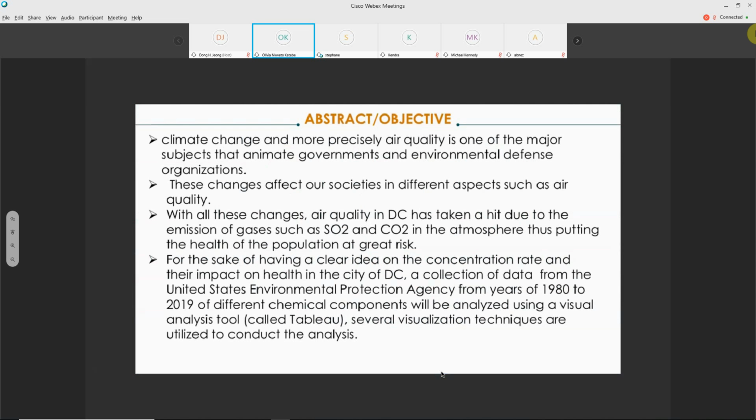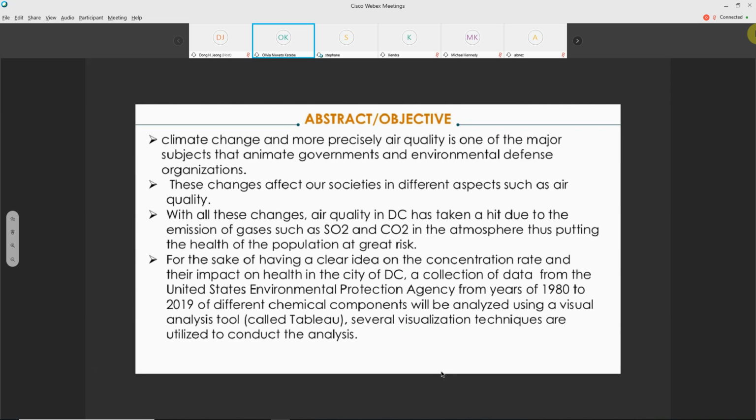So our abstracted objective is climate change, and more precisely, air quality is one of the major subjects that animate governments and environmental defense organizations. The changes affect our societies in different aspects, such as air quality. With all these changes, air quality in DC has taken a hit due to the emission of gases such as sulfur dioxide and carbon monoxide in the atmosphere, thus putting the health of the population at risk.